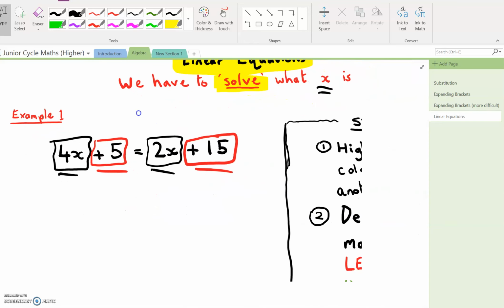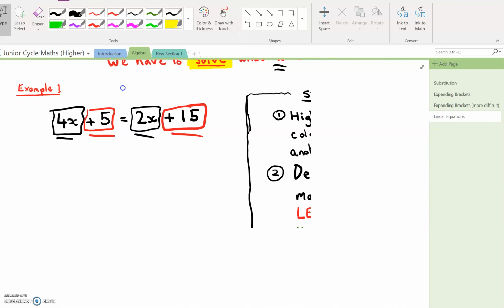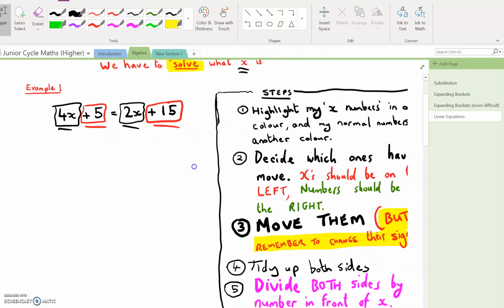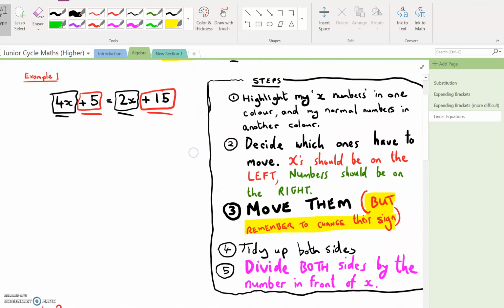Let's take a look at the steps to do these. Let's zoom out and let's see the steps, and let's try and answer this little question that we have here. What's the first thing we need to do? It says highlight my X numbers in one color and my normal numbers in another color. Okay, well, let's pick green for my X numbers. Where's my X numbers? Here's one here. I'm going to highlight that in green. And here's one here. So I'll highlight that in green.